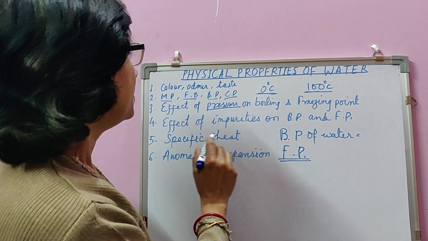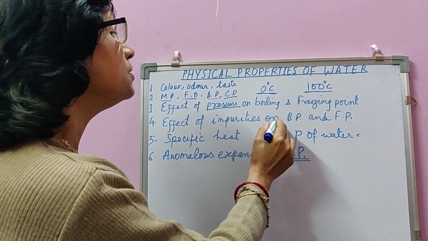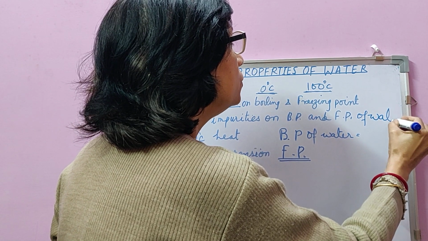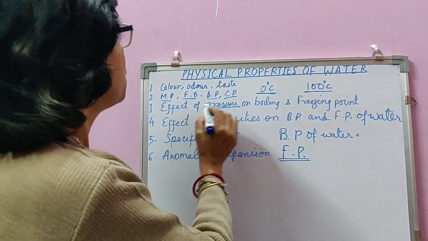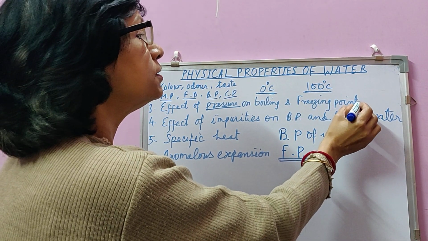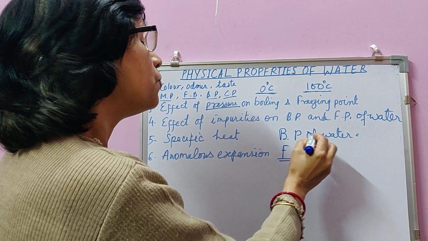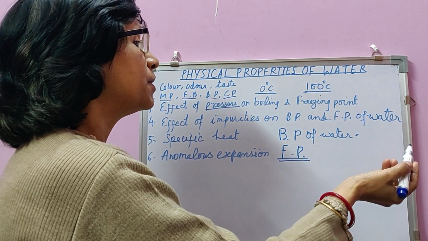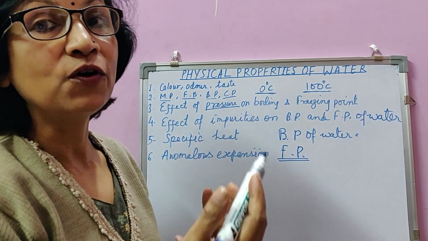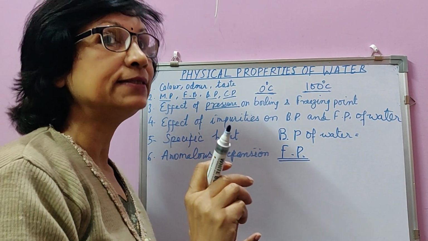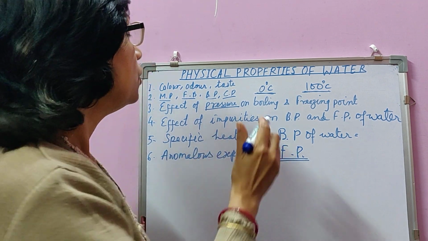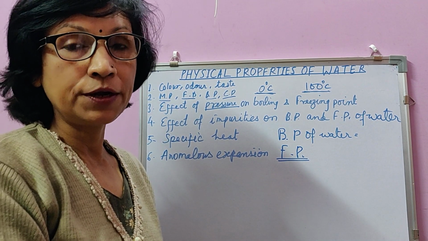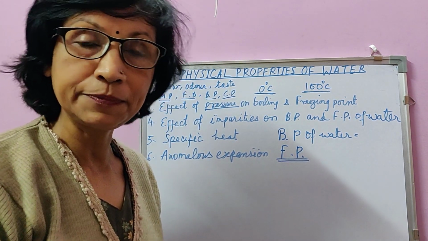Okay, then effect of impurities on boiling point and freezing point of water. Obviously the chapter is of water, so we are talking about water only. Effect of pressure on boiling and freezing point is that boiling point of water increases at higher pressure, decreases at lower pressure. Lower means than 1 atmospheric pressure, because 1 atmospheric pressure is the standard pressure at which normally we quote melting point and freezing point and boiling point and condensation point for any pure substance.